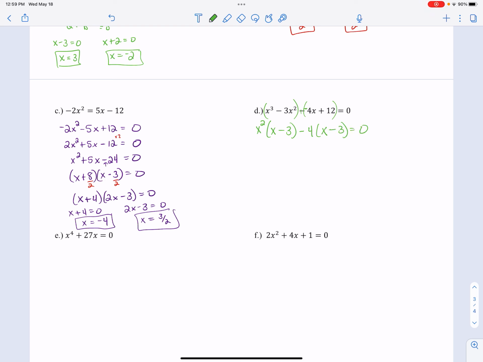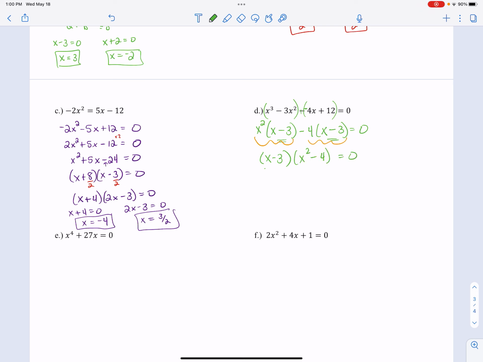Now, if this is done correctly, these two should be the same. That's a big clue that you've done it right. And now I'm going to factor out, pull out front that x minus 3, because I essentially have 2 terms, this one and this one, and they both have an x minus 3 in them. So I'm going to pull out the x minus 3, and when I do that, I'm left with x squared minus 4.